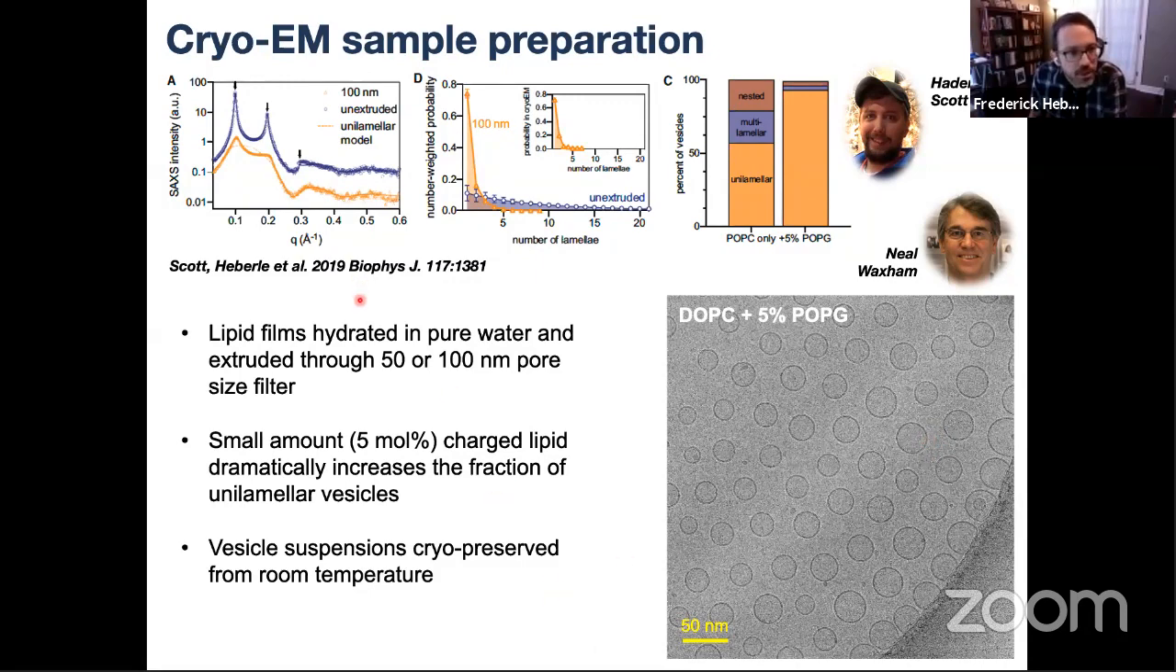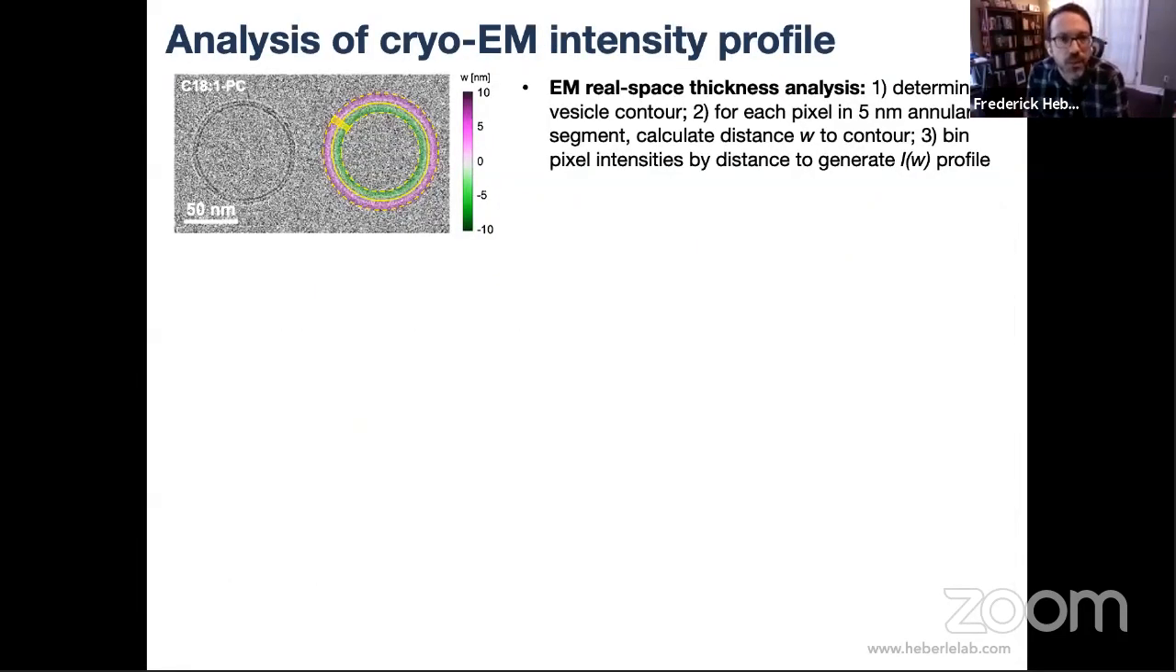So we didn't use salt and we did use PG. So almost all of the data that I'm going to show you are from vesicles that have 5 mol% PG mixed in with whatever the lipid of interest is. And the other thing that I want to mention here is that all of the cryopreservation was done from room temperature. So the things that we observe in these samples, we hope anyway, correspond to room temperature behavior.